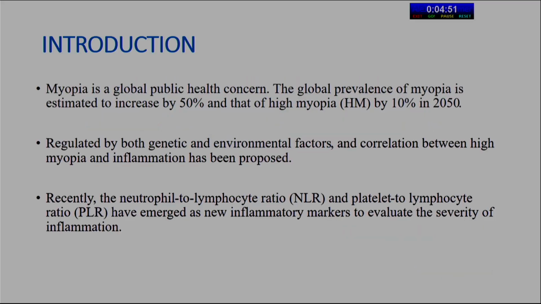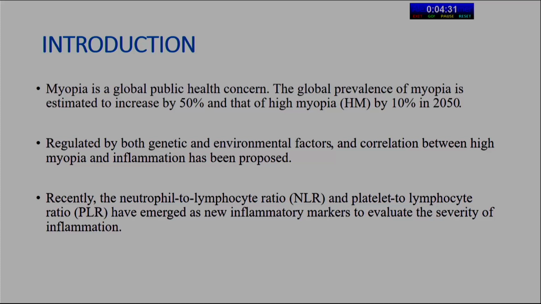Myopia is a global public health concern. The global prevalence of myopia is estimated to increase by 50% and that of high myopia by 10% in 2050. It is regulated by both genetic and environmental factors, and a correlation between high myopia and inflammation has been proposed.